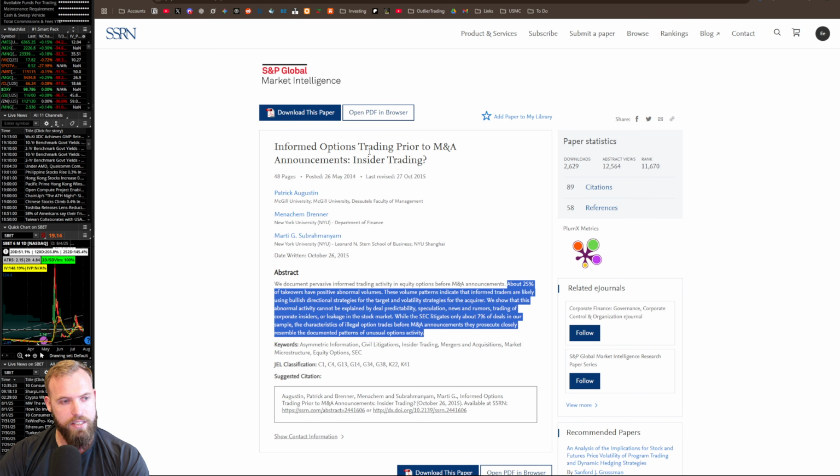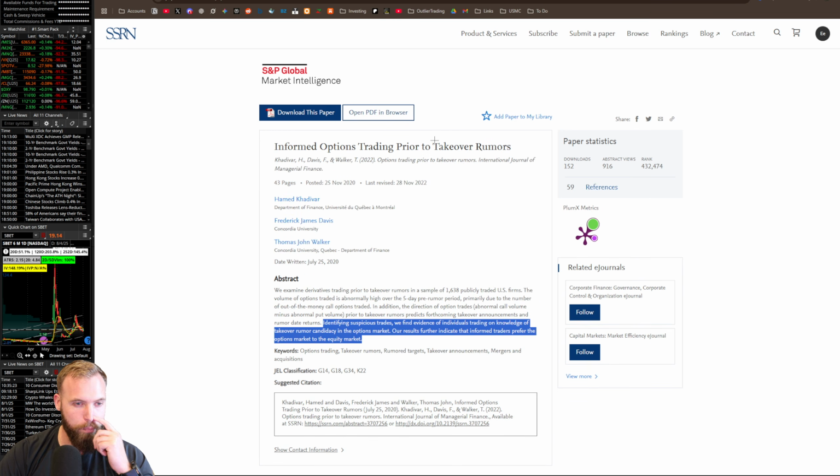So in this case, this is a paper from McGill University, and they're talking about, do we see a series of strange trading behavior leading into M&A announcements? And shocker, we do. Same thing when we see prior to takeovers, we do see options activity that clearly is preemptive moves.